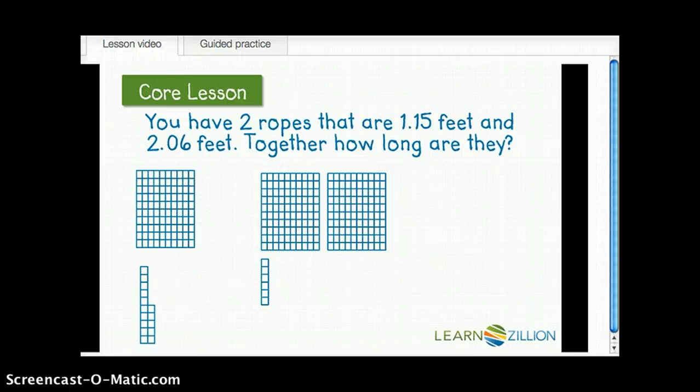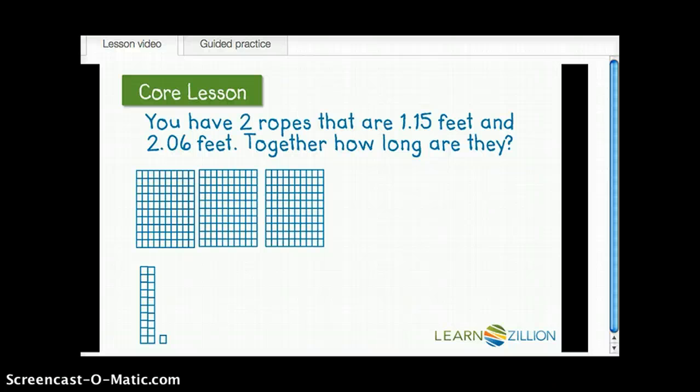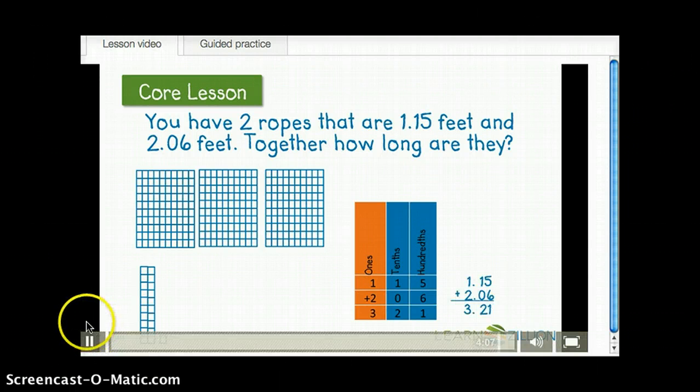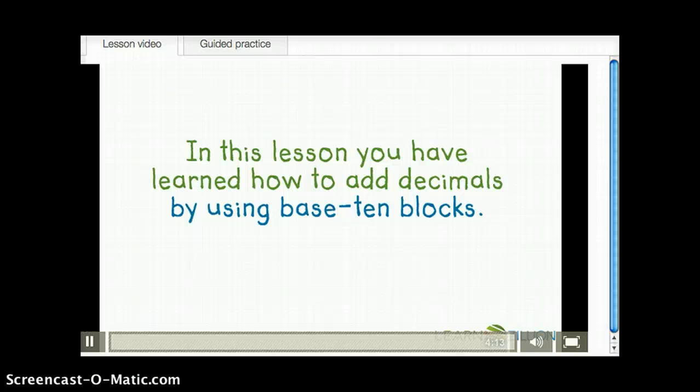Together I'm going to begin by adding, and of course when I add, I'm going to add the hundredths first. Look at that. That not only made 1/10, but it made 1/10 with one piece extra. So my 5 hundredths plus 6 hundredths actually made 1/10 and 1/100. When I go to add the tenths, I had 1/10 plus 0 tenths, so that's just going to stay 1/10, and then I'm going to add my whole numbers. 1 plus 2 is 3. So when I look at that all together, I can see that I have 3 ones, 2 tenths, and 1 hundredth. So 3 and 21 hundredths. You'll often see it written like that. This is close to our smart estimate, so it's a good answer. In this lesson, you have learned to add decimals by using base 10 blocks.